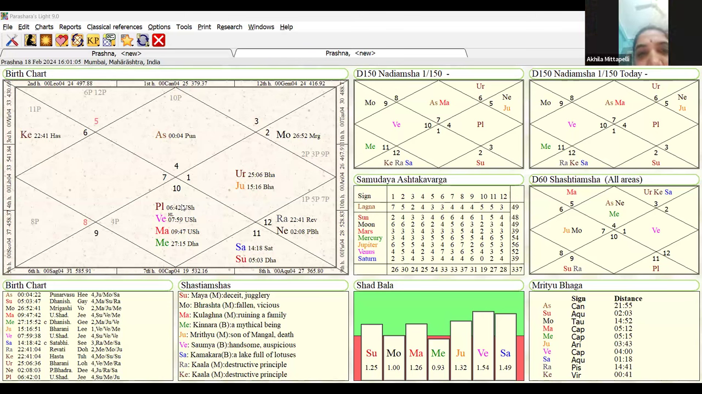Problems with father or an elder figure. And there is Pitru Dosh here. So somebody has a very strong Pitru Dosh, and it's affecting his career. Are you getting it? Why has the dispositor gone into the 10th house?